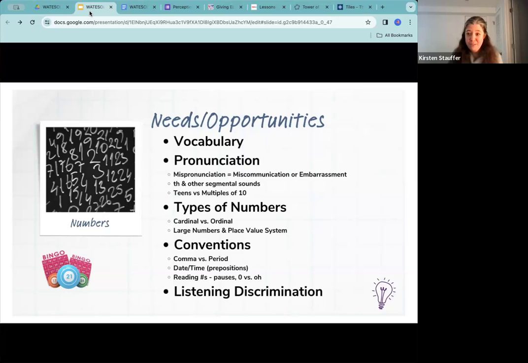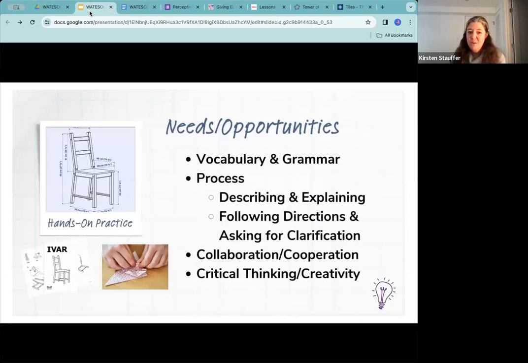So bingo is a really fun game to be able to play with this as well, to help with some of the numbers in general. So hands-on practice can also provide a great way to introduce grammar and vocabulary. And you can get into processes, following directions, asking for clarification, collaboration, critical thinking.